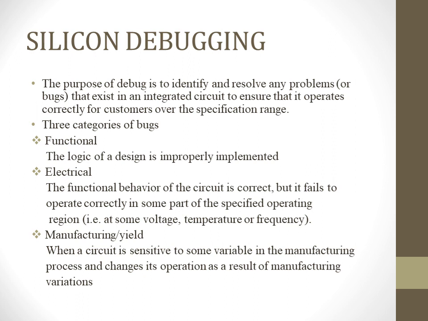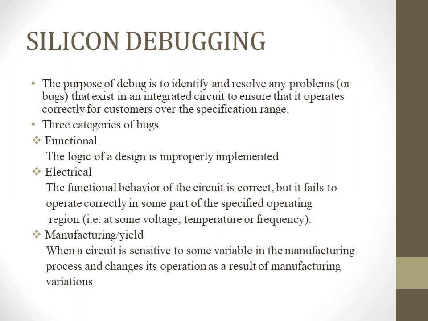There are three categories of bugs: functional, electrical, and manufacturing or yield. Functional bugs, also called logic bugs, are where the logic of a design is improperly implemented. Electrical bugs are where the functional behavior of the circuit is correct, but it fails to operate correctly in some part of the specified operating region, that is, at some voltage, temperature, or frequency.